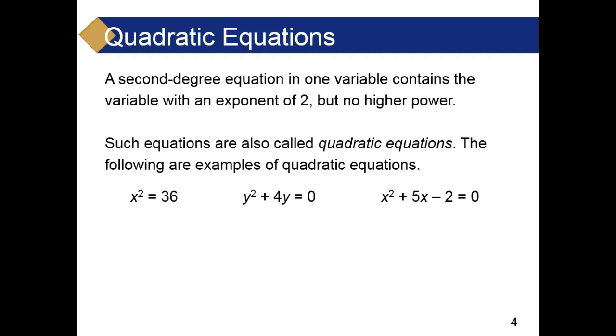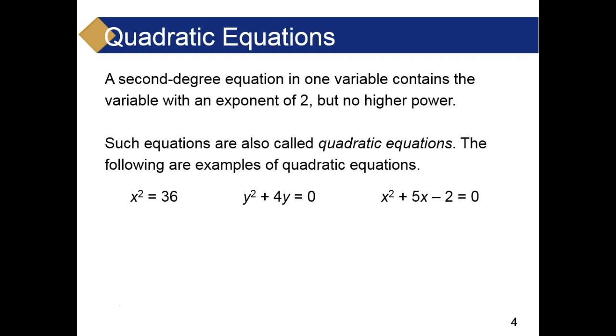Now, of course, a quadratic equation is a second degree equation. That means the maximum exponent is 2. Okay? In one variable, and contains that variable with an exponent of 2. So they're being a little redundant here. But no higher power. Okay? And no fractional powers, no decimal powers. The variable can have an exponent of 2, 1, or 0. That's the only choices for a second degree equation, also called quadratic equations.